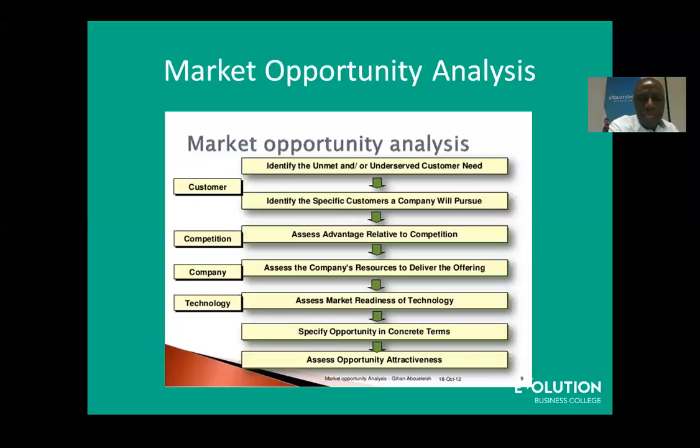And then as a company, you've got to assess your company resources to deliver what you offer. What resources do we have? What resources should we have if we don't have those resources? Or what skills should we have in order to compete successfully? And then we're going to look at the required technology in the marketplace. Then you specify opportunities in concrete terms.